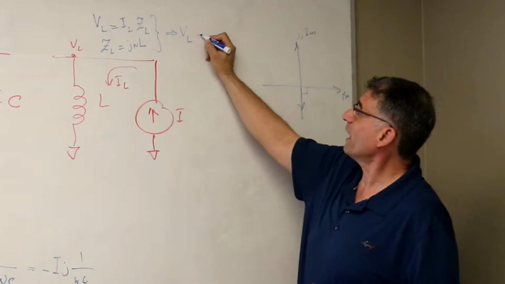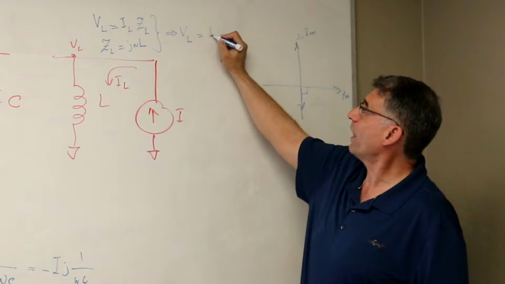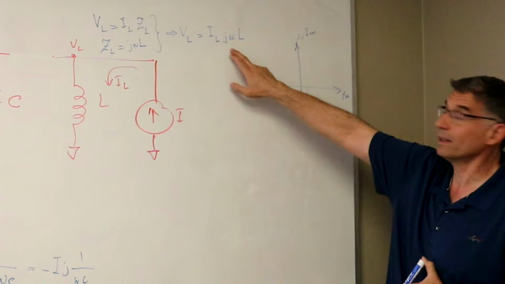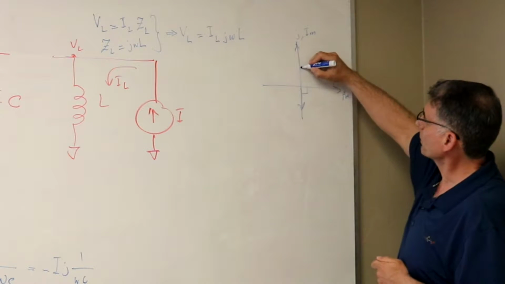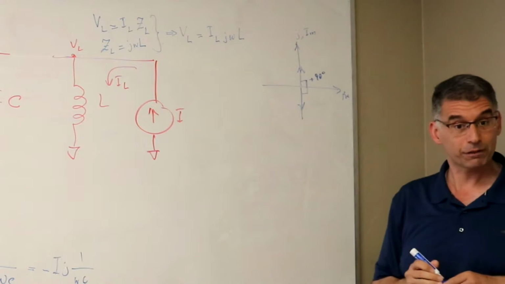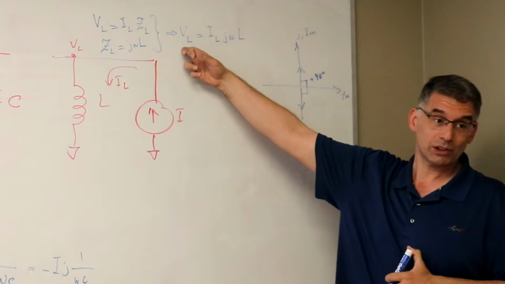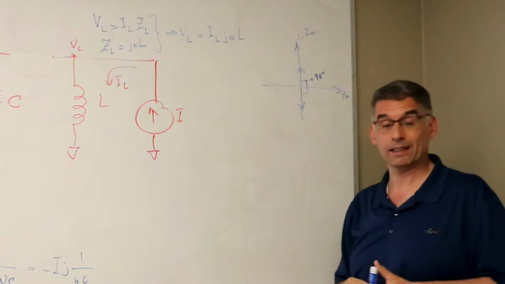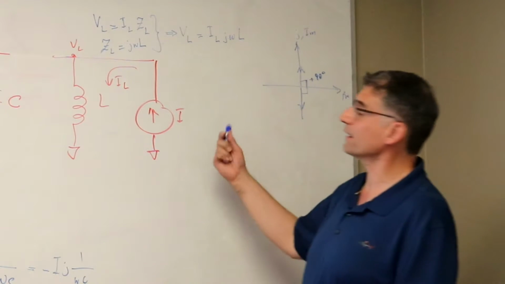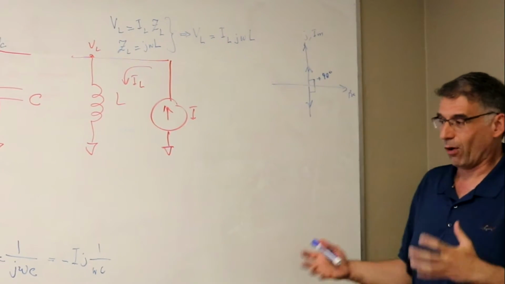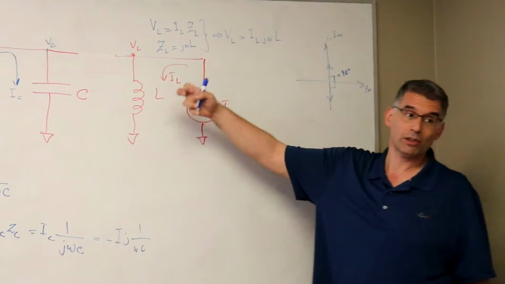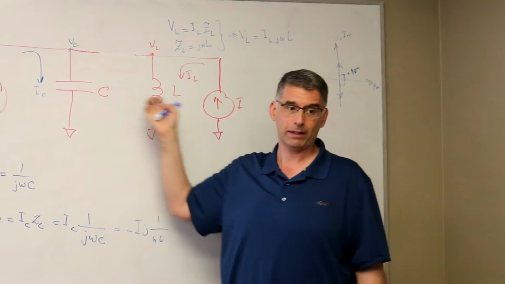Right. So VL would be IL J omega L, right? And since it's positive, it falls over here, and so we get a plus 90 degrees shift. So therefore, voltage in the case of an inductor is it leading or lagging? Leading. It's leading the current, right? So that's the phase difference between voltage and current of a reactive component, capacitor and inductor.